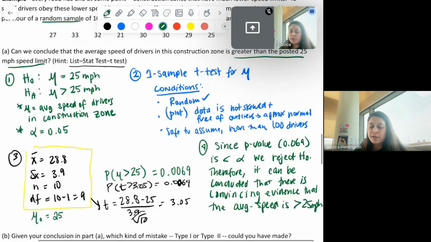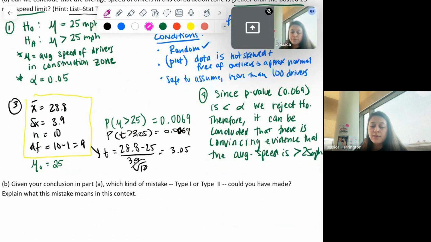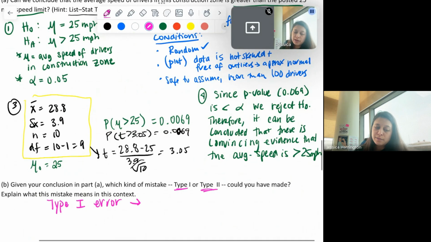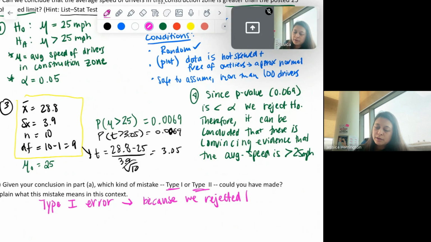And then I think there was something, no, it's part B. So we've done that part. Now part B is saying, given my conclusion in part A, which kind of mistake did I make, type 1 or type 2? So if you don't remember, go back and look at your notes. What's a type 1 error and what's a type 2 error? And then hopefully after you take a look at that, you will say it's a type 1 error. And why? Because we rejected H0. So if you don't remember the type 1, type 2 errors, make sure you go back and look at that.